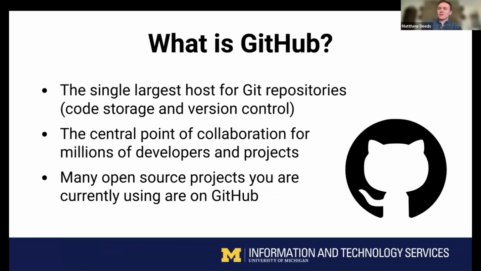So I just want to start off with a quick overview of what GitHub is exactly. It's one of the largest hosts for Git repositories, and a Git repo is just a way of doing code storage and version control. So you'll have a copy of your code on your machine and then a copy in GitHub. And then every time you sync your local copy to GitHub, it's keeping a record of all the changes you made. And then GitHub is like that central point for collaboration for millions of developers and open source projects all over the world. And I'm sure many of the open source projects that you all are currently using are hosted on GitHub.